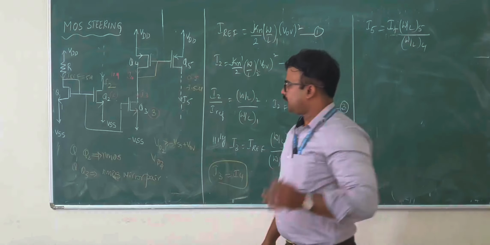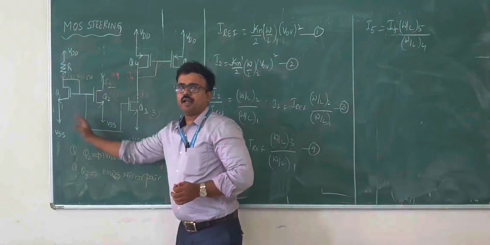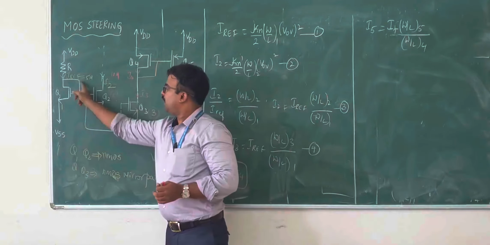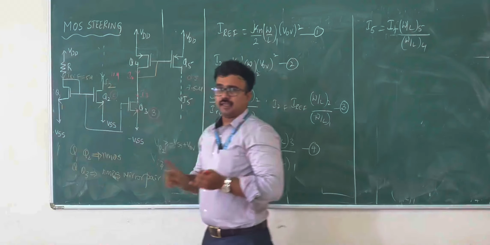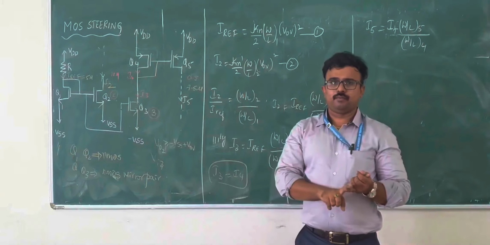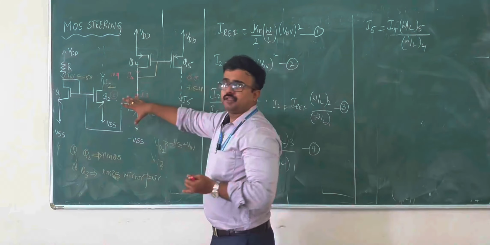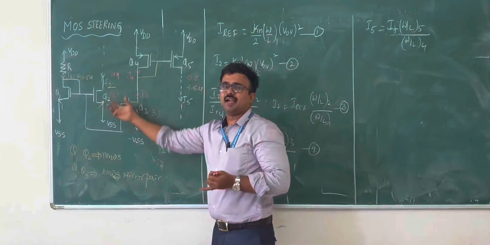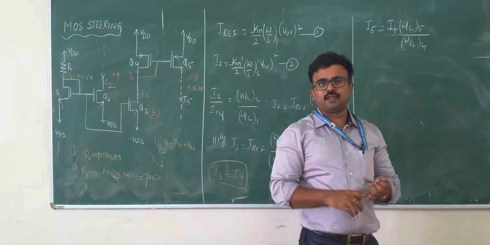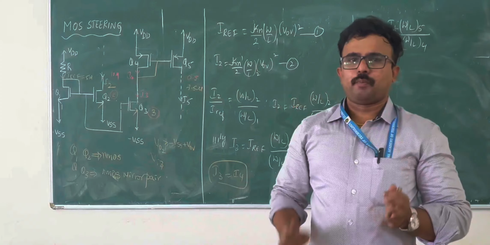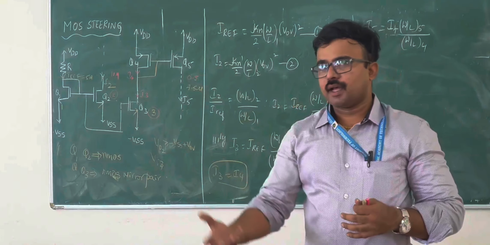In the exam, by giving different W/L ratios, you can calculate the magnitude of the current. That is one way of giving the problem. Or the other way around, by giving the currents to the transistors, calculate the width of individual transistors. So these are the two possibilities of numericals which can appear in the final exam.